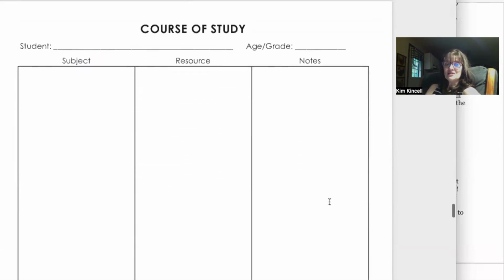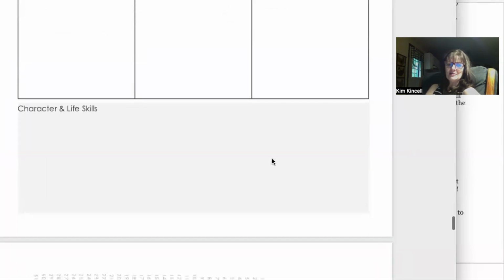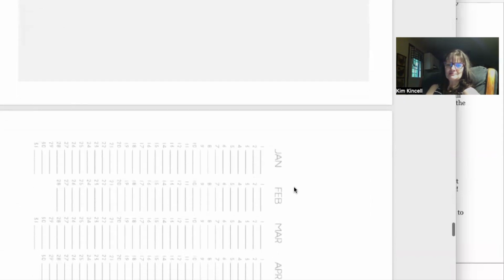This is another type of page that can be used for a course of study. It allows you to have more subjects listed than the 5 required. Of course, there are many other subjects, music, art, those kinds of things that you might be studying as well. And this is the more practical, not just those 5 required subjects, but other things that you might be doing, including character and life skills.